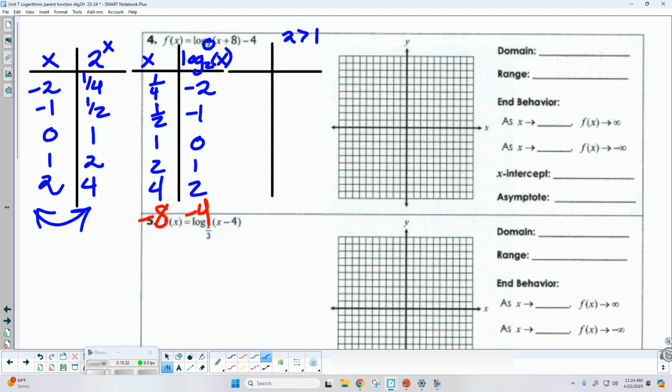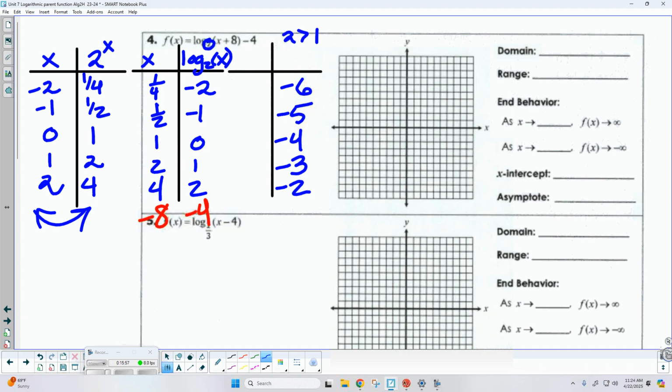So let's take care of the y's first, because that'll be easy. 2 minus 4 is a -2. 1 minus 4 is a -3. 0 minus 4 is a -4. -1 minus 4 is a -5. And finally, -2 minus 4, that's a -6. Is everybody okay? All right, well, let's go ahead.